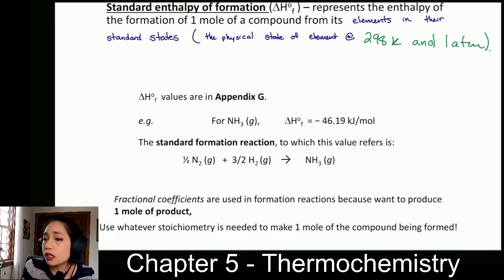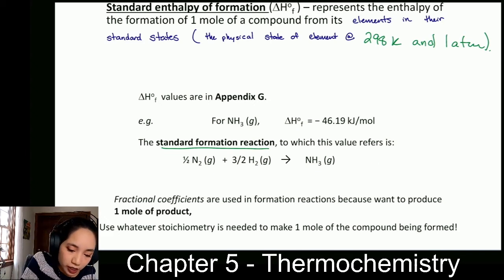And we can use these formation values to also calculate delta H of a given reaction using Hess's law. It's just a different application of Hess's law. So we need to think of, what does standard enthalpy of formation mean? It's the enthalpy or the energy required or heat required to make 1 mole of a compound from its elements in their standard state. So here's an example of the standard formation of ammonia gas, so NH3 gas.